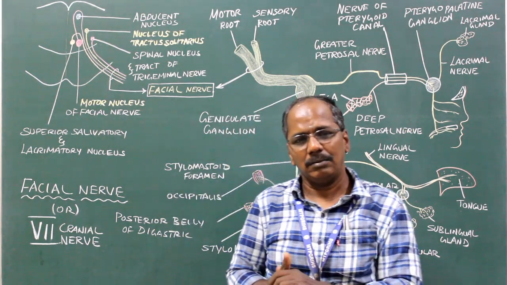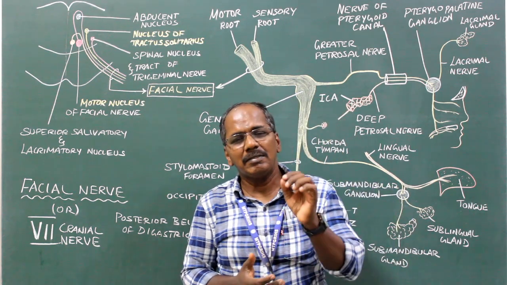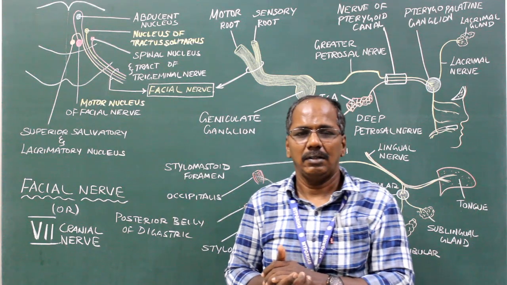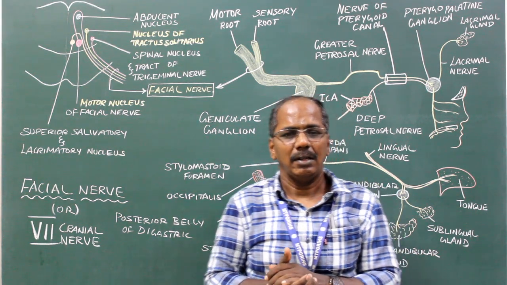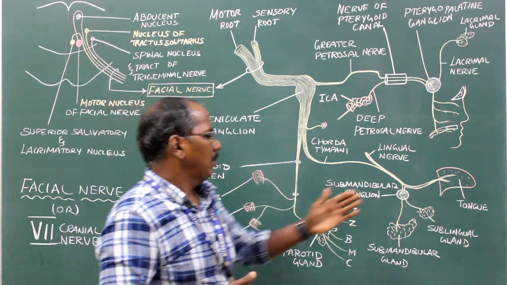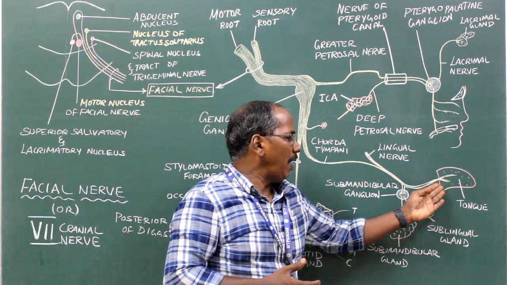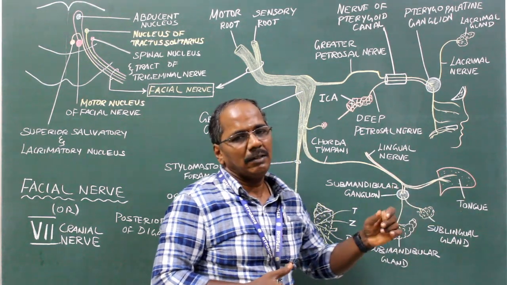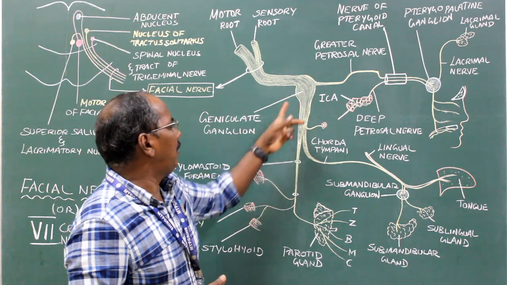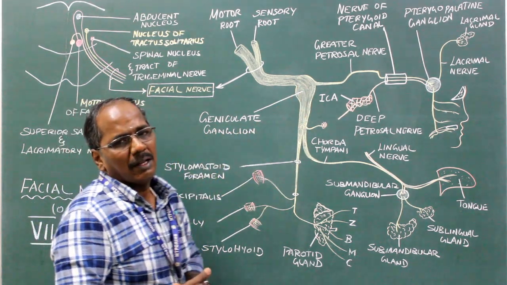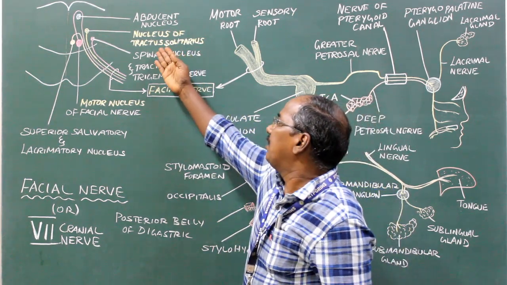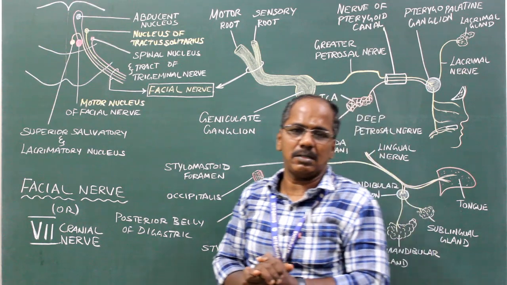Number three, special visceral afferent. It carries taste sensations from the anterior two-thirds of the tongue and passes through the geniculate ganglion and terminates in the nucleus of tractus solitarius.